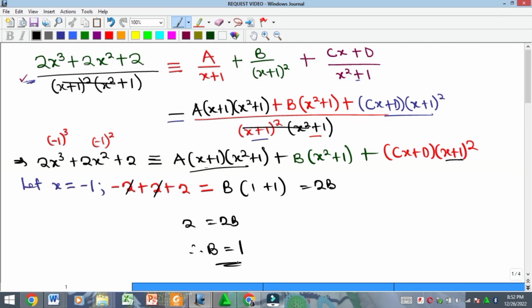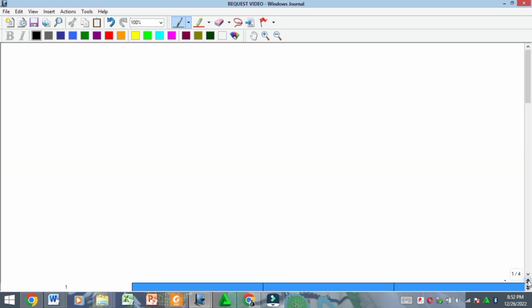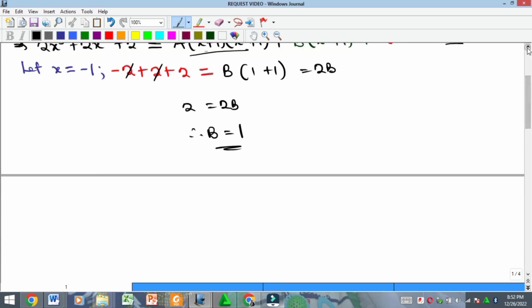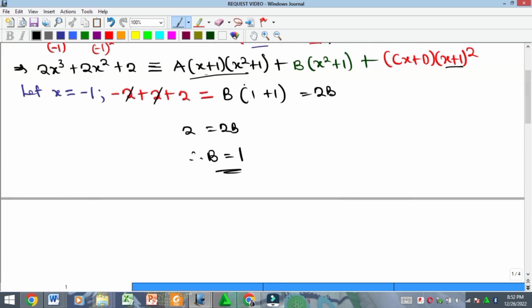So we have gotten one of our constants. We need to get the other two. Okay, so to get the other two, sorry, we need to expand what we have here, because there is no other substitution we can make. Any other substitution we make here is not going to cancel out any constant. So we try to simplify what we have on the right hand side.